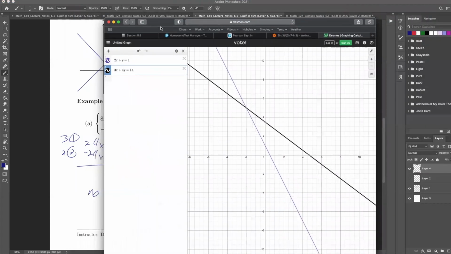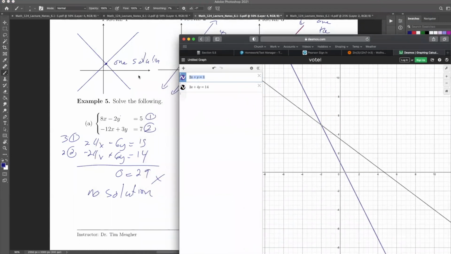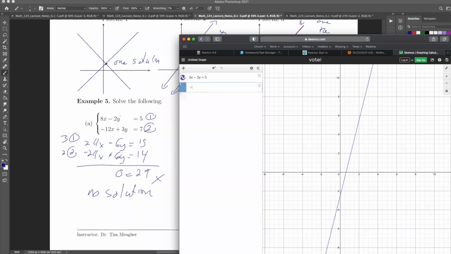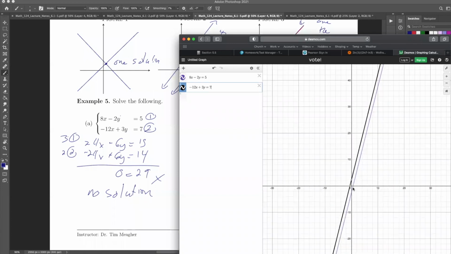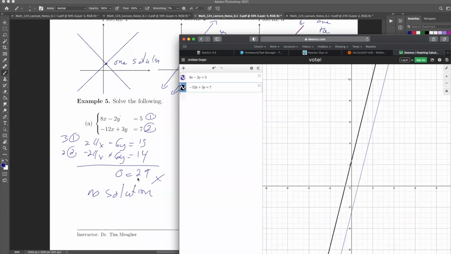All right, so let's look at this one real quick. So here we have 8x minus 2y equals 5. Whoa, what happened here? That did not go as planned. All right, so we have that line, and then we'll have minus 12x plus 3y equals 7. And so notice how these two lines are parallel. No matter how far we zoom out, they never cross, right? And so this means no solution, and that's what we got here.